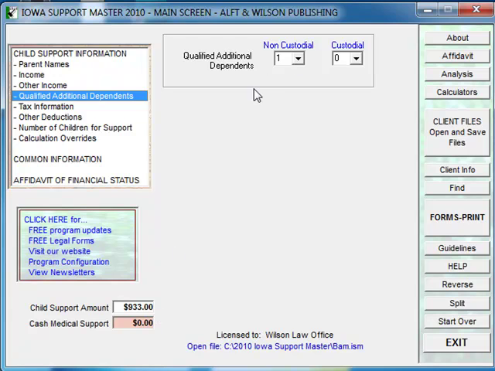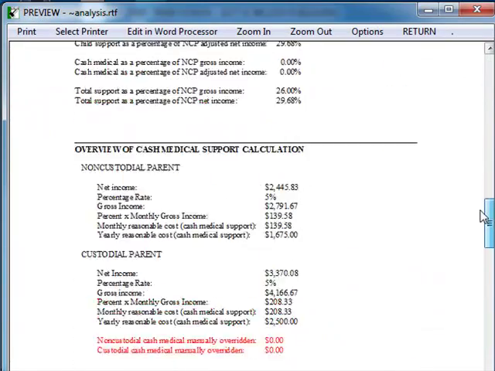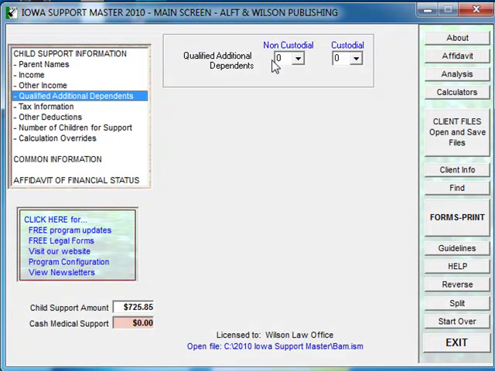So this is a classic example of where you have a notch effect case, and you're going to want to maybe seek a variance from the court. If we leave it at 0, and let's pull up our analysis page, let's just see if we get a warning. No unusual information was found. Why? Because there's such a substantial change. Entering that qualified additional dependent changes things so substantially that the program doesn't detect that you're going to be in a notch effect situation. So that drives up the child support.